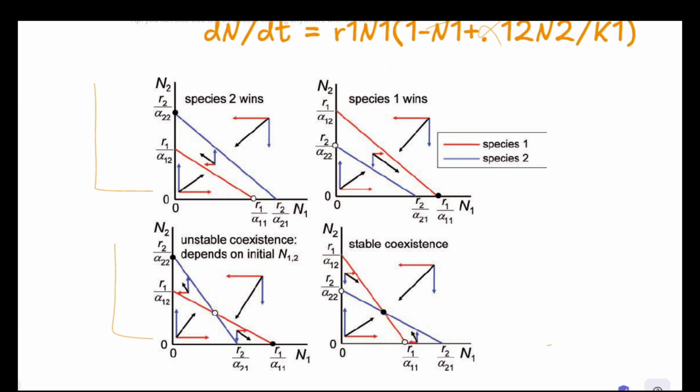Stable coexistence is shown in the bottom right. The isoclines cross in such a way that both species regulate each other. So the equilibrium point is stable and populations converge to coexistence, and coexistence occurs when intraspecific competition is stronger than interspecific competition. For example, species limit their own growth more than they limit each other. So this is ecologically the most realistic scenario for biodiversity.